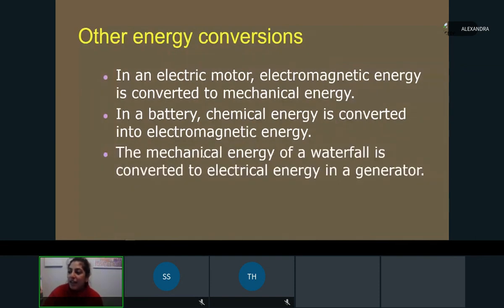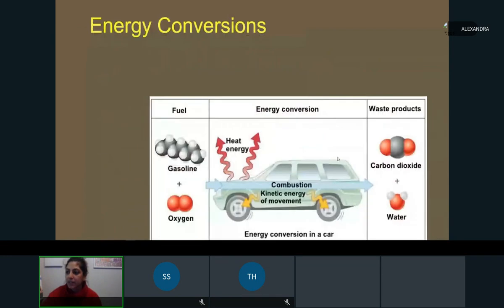And then the mechanical energy of a waterfall is converted to electrical energy in a generator. So a generator is when you're taking it from one form and putting it into another. That mechanical energy, the actual act of a waterfall falling, can change something going on in the generator, and it produces electrical energy. It's why a lot of what we use here are dams. That's not the same thing as a waterfall, but it's the movement of water. The movement of water is creating movement in some sort of turbine, something that's going to go around, and then that's converted into electrical energy.